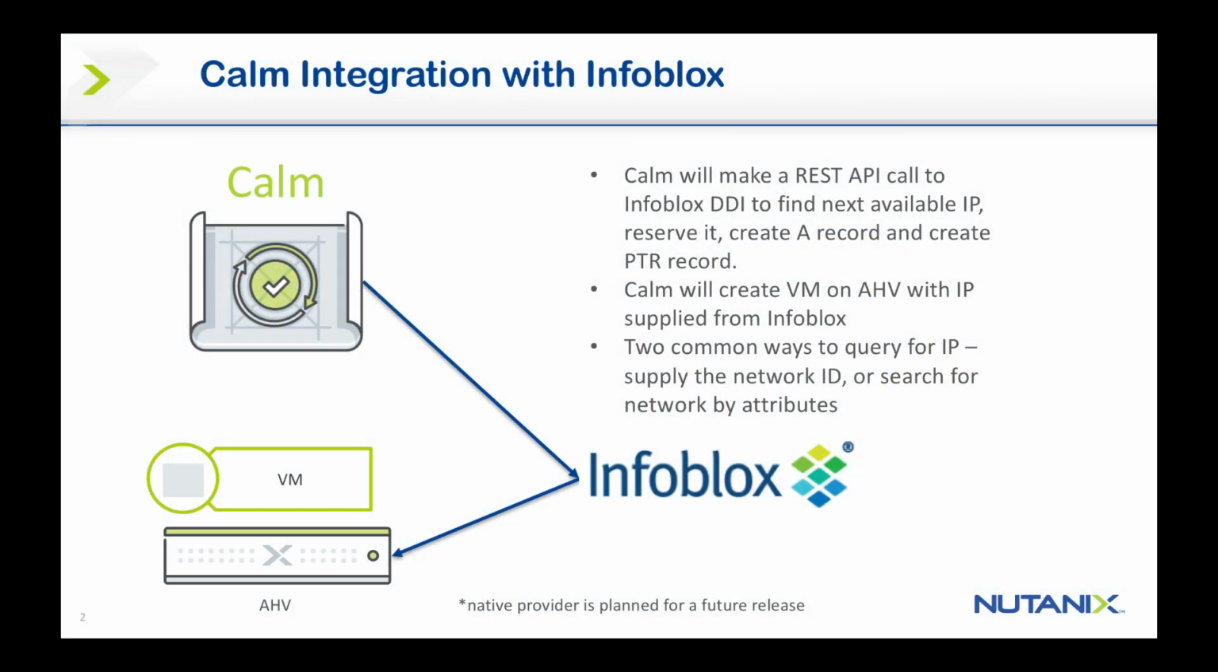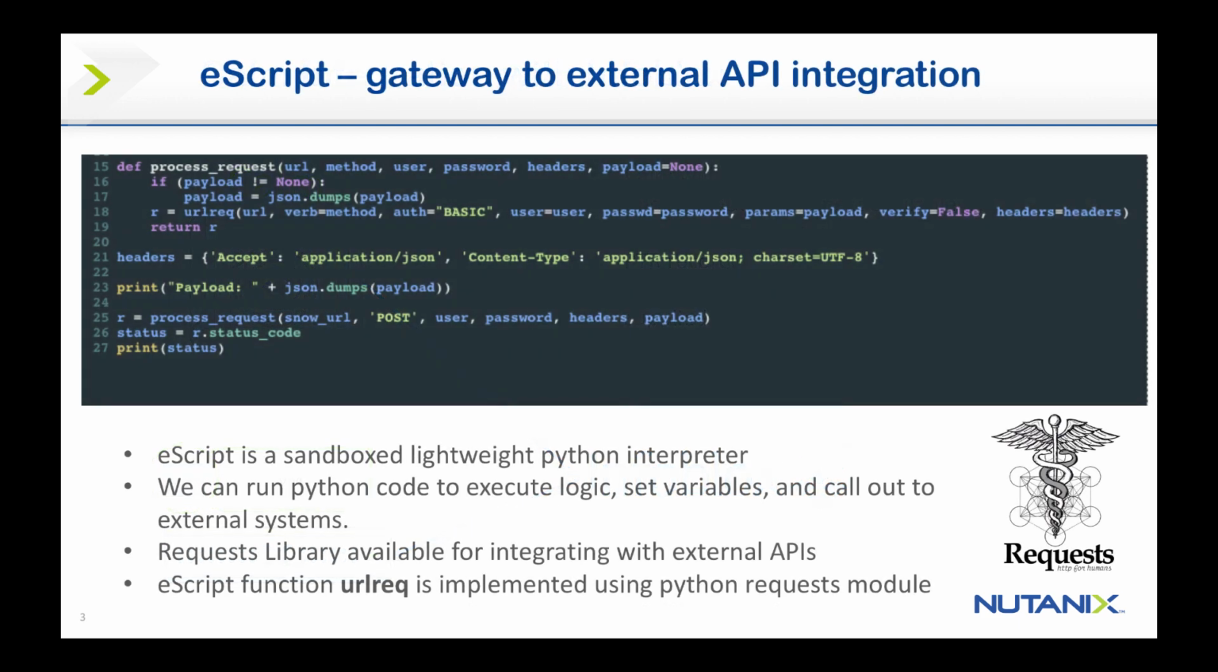Infoblox is a very popular solution for providing IPAM and DNS services. Using their well-documented REST API, this demo will show Calm requesting and reserving an IP, creating the DNS records, and then building a VM on an AHV cluster and assigning this IP. This demo will show two common ways to query an IP from Infoblox. First, by supplying the network ID, and second, by searching for a network by extendable attributes.